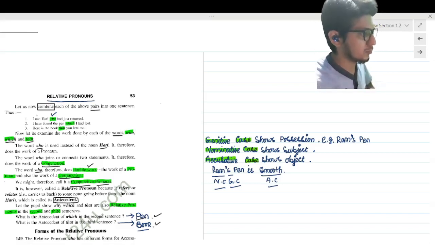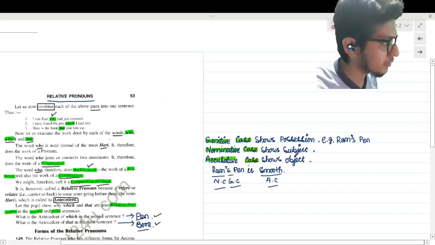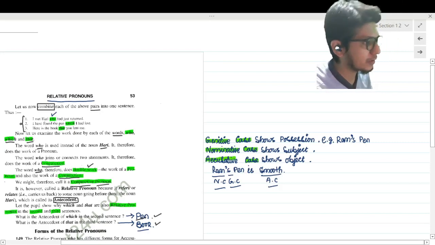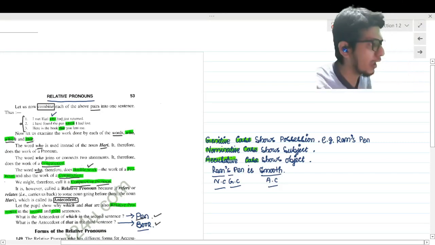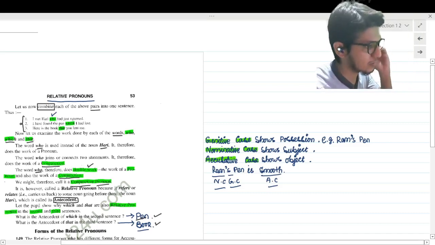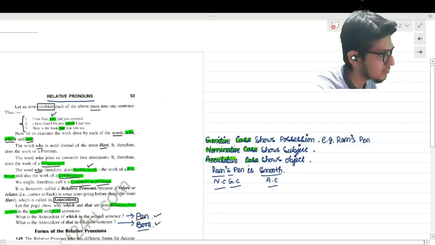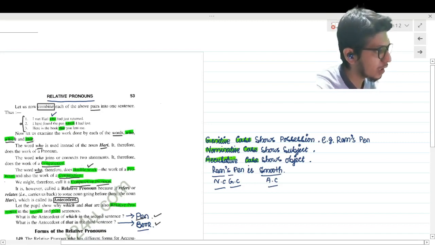So how we will combine the above sentences is given here. Okay. I met Hari who had just returned. The second sentence is: I have found the pen which I had lost. The third sentence is: here is the book that you lent me.